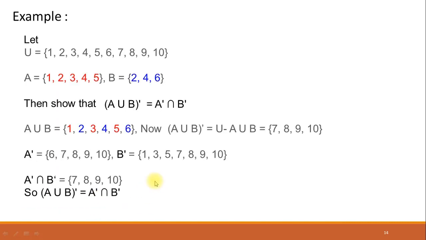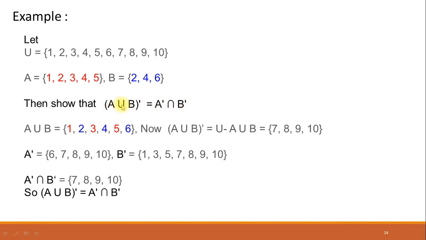Now how to verify this law? By an example. Let's move on to the example. Suppose we have universal set U containing the elements 1, 2, 3, 4, 5, 6, 7, 8, 9, 10, and A is another set containing the elements 1, 2, 3, 4, 5, and B is another set containing the elements 2, 4, 6. We want to prove the De Morgan first law. (A union B) whole complement is equal to A complement intersection B complement.